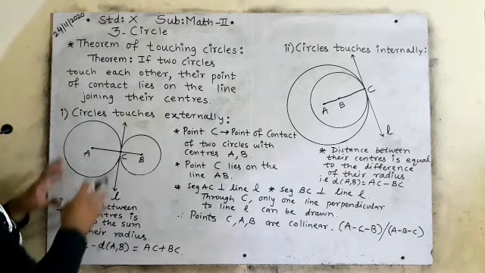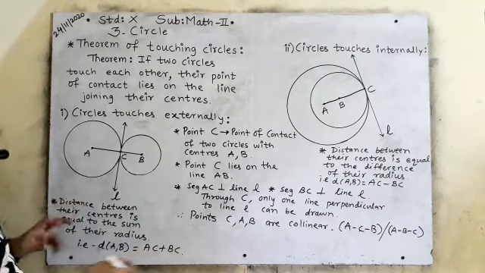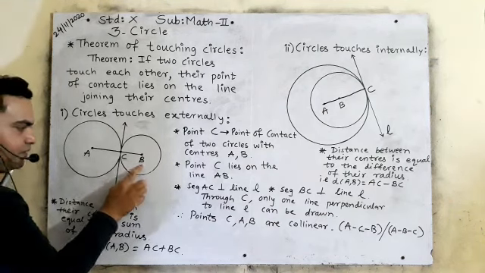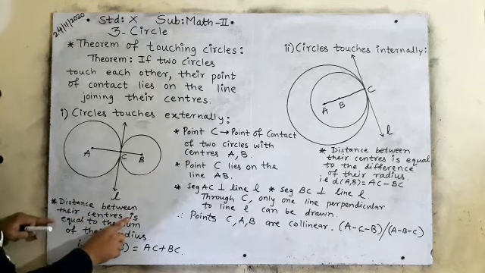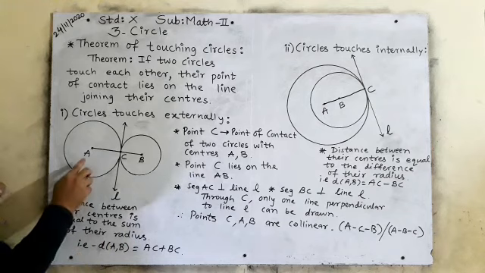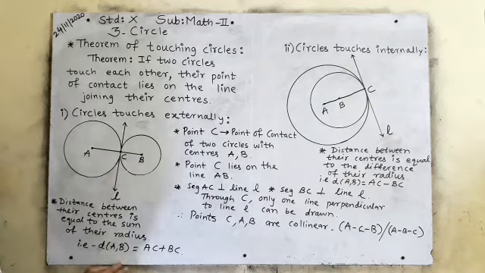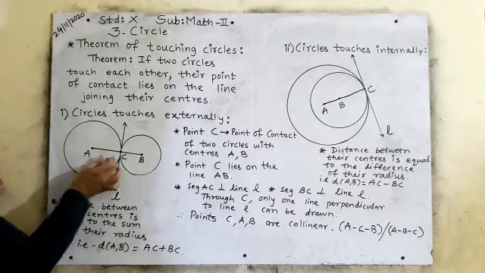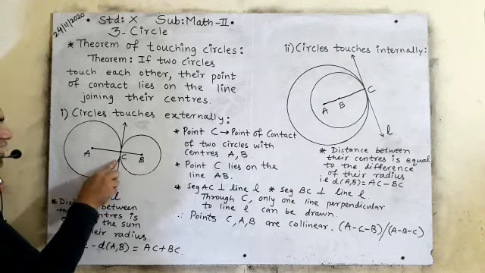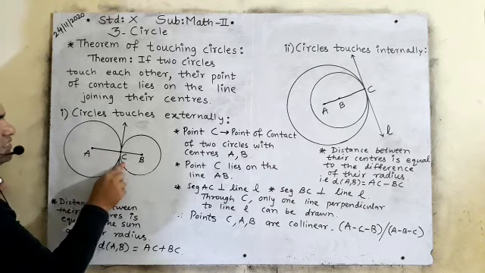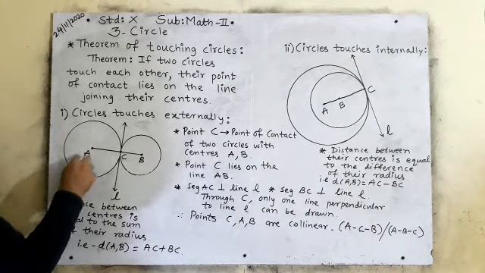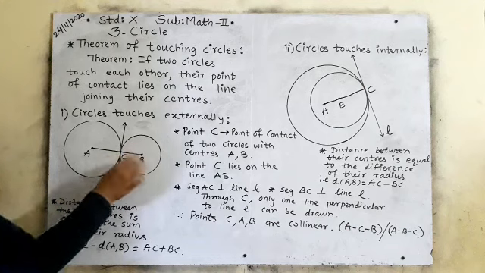Now, if two circles touch externally, the distance between their centers, this center A and this center B, is equal to the sum, meaning addition, of their radii. Can you see, the distance between A and B is obtained by adding radius AC plus radius BC. That is the distance between A and B. A is the center of the bigger circle, B is the center of the smaller circle.